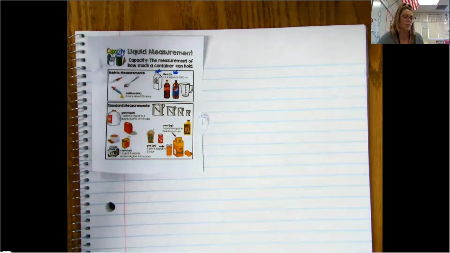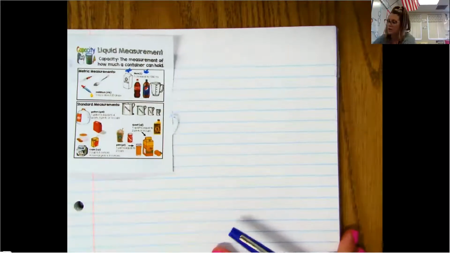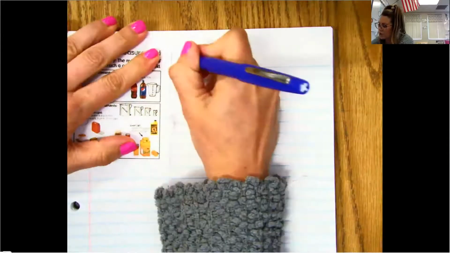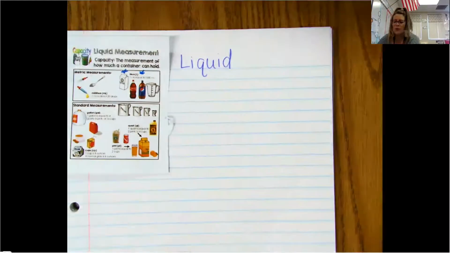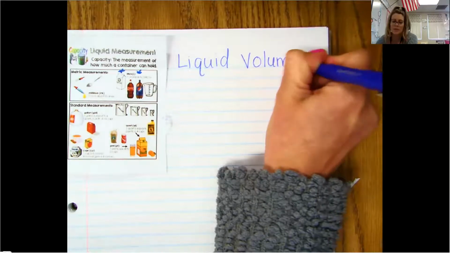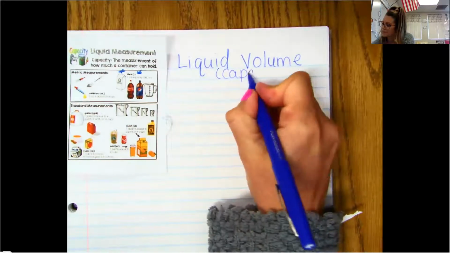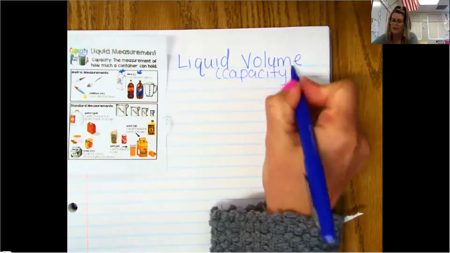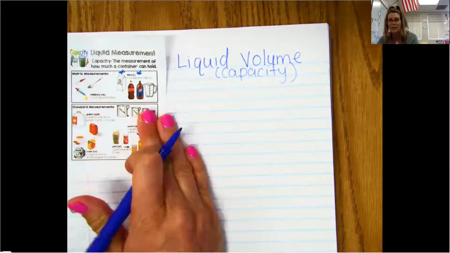Okay, so today we're going to talk about liquid volume. Liquid, we know, we've talked about that before. But what's volume? Or sometimes we might say capacity. Okay, so liquid volume or capacity is the amount of space a liquid takes up. So it's pretty much measuring the liquid.